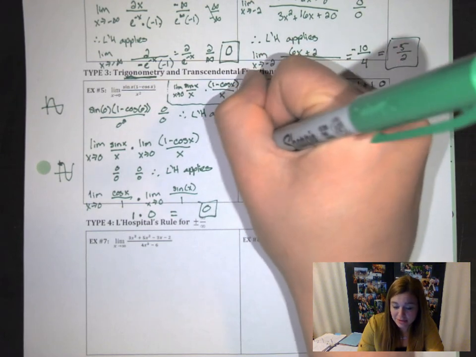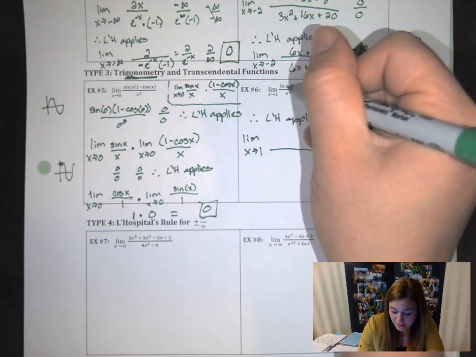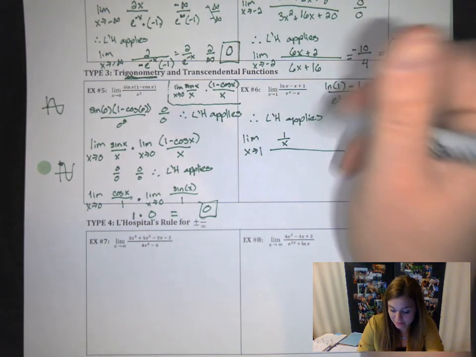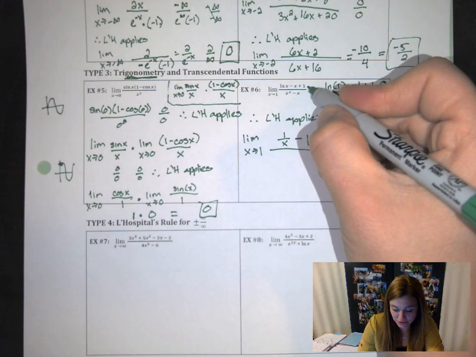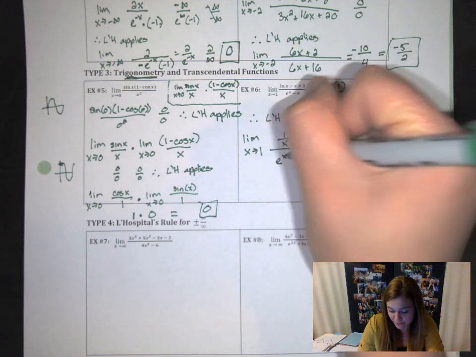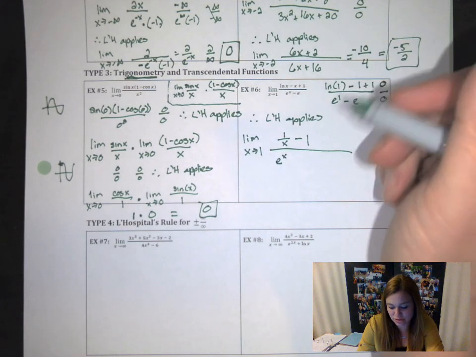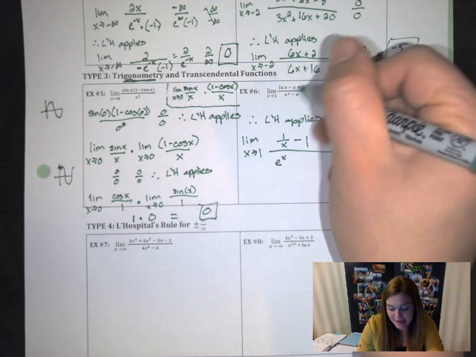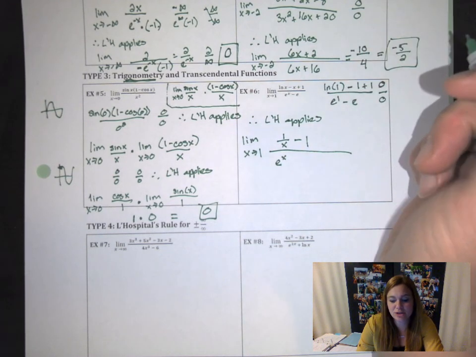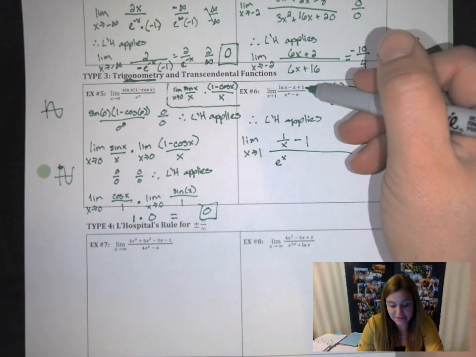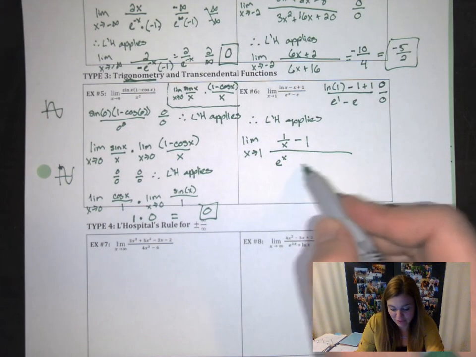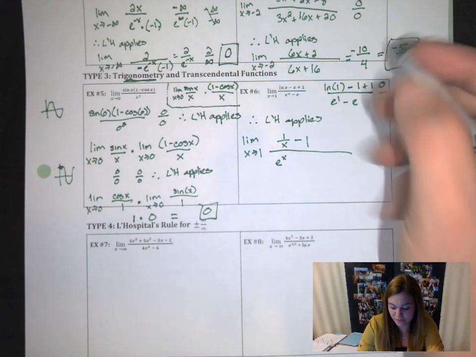I'm going to take the limit as x approaches 1. The derivative of natural log of x is 1 over x, minus 1. The derivative of 1 is just 0. The derivative of e to the anything is e to the anything times the derivative of the anything, which in this case is just 1. This number, negative e, is just a number. So like if I ask you what the derivative of 1 was, we just said 0. So the derivative of negative e is just 0.